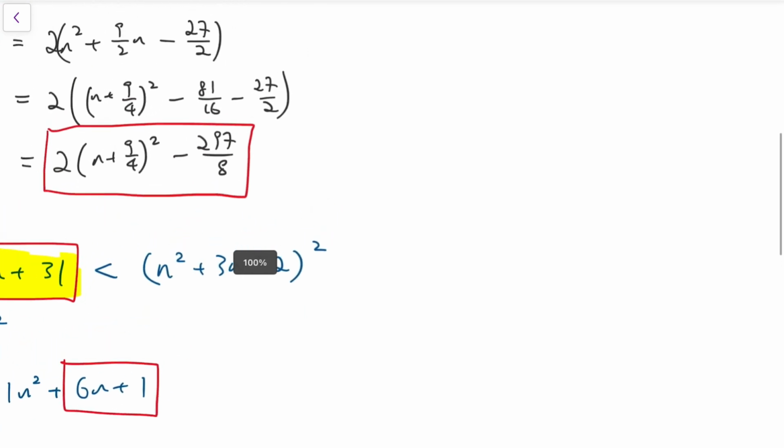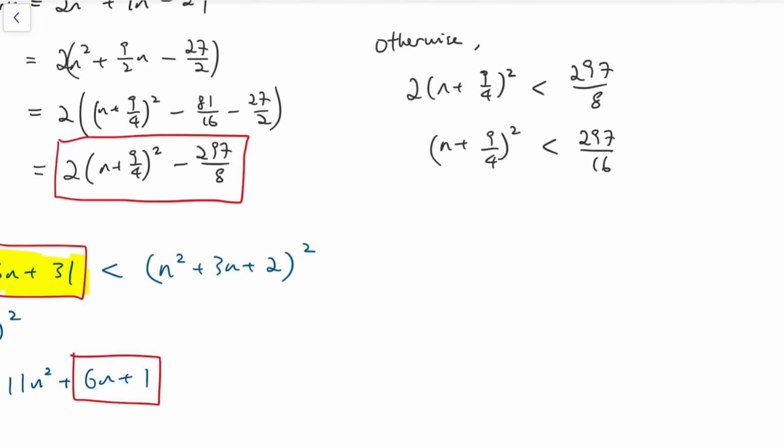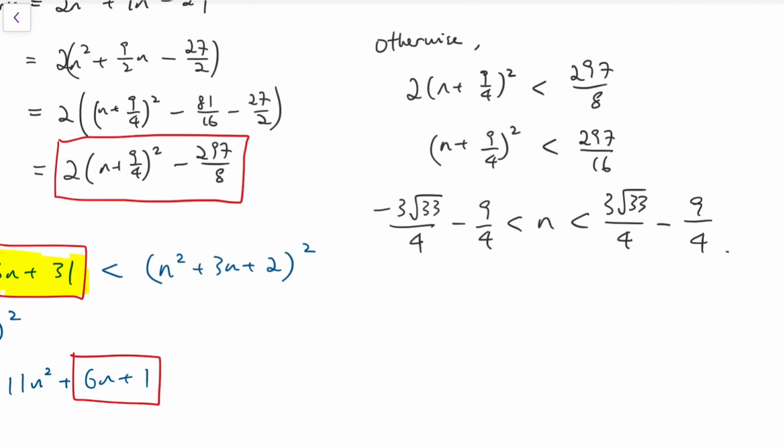when the so-called difference is negative. So when it's negative, two times n plus 9 over 4 all squared has to be smaller than 297 over 8. And simplifying, we have this. And of course, we can try to square root it at this point. We have minus 3 times root 33 over 4 minus 9 over 4 as the lower bound, and 3 times root 33 over 4 minus 9 over 4 as the upper bound.